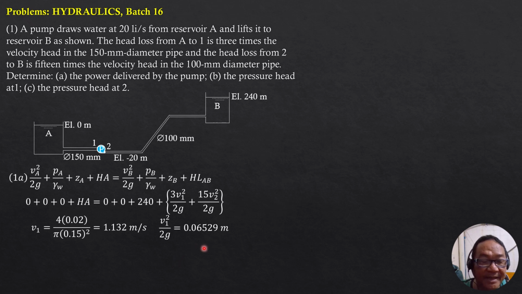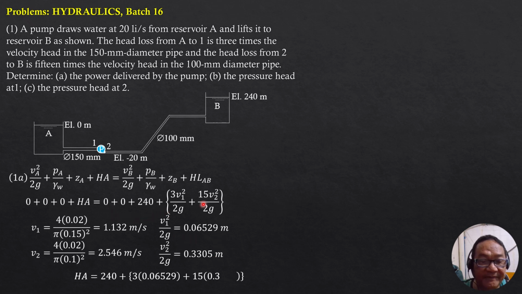0.06529 meter. Then V2 is 4 times 0.02 over pi times 0.1 square, which is equal to 2.546 meters per second. So the corresponding velocity head, V2 square over 2g, is 2.546 square over 19.62, and that is equal to 0.3305 meter. Substitute into this equation here. So head added equals 240 plus 3 times 0.06529 plus 15 times 0.3305. So the head added by the pump is equal to 245.15 meters. We can now compute the power output.